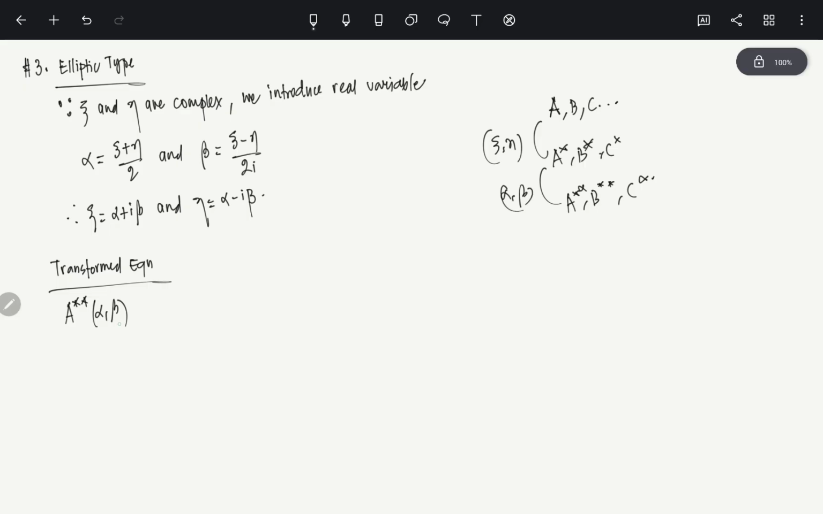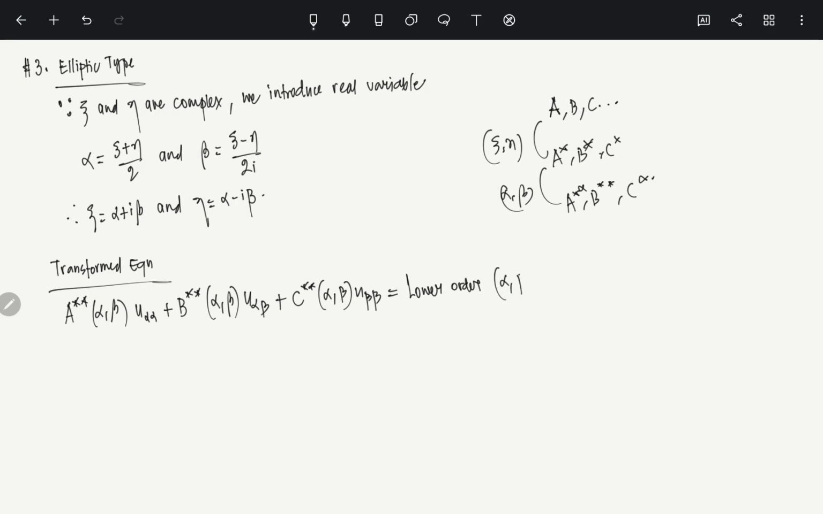So a double star(alpha, beta) u alpha alpha plus b double star(alpha, beta) u alpha beta plus c double star(alpha, beta) u beta beta equals some lower order terms containing alpha, beta, u, u alpha, and u beta. I hope this is clear, right?